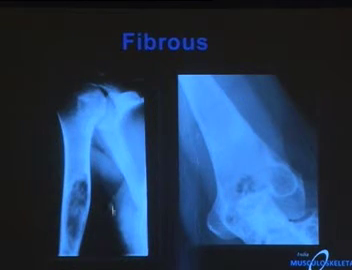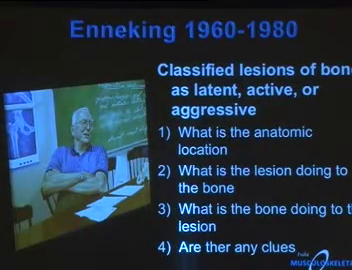And here you can see this fibrous ground glass appearance of a fibrous dysplasia. And it comes in many forms. This is the classic form, but here you can see all that blurring in of the bone of a fibrous lesion of a ground glass fibrous dysplasia.